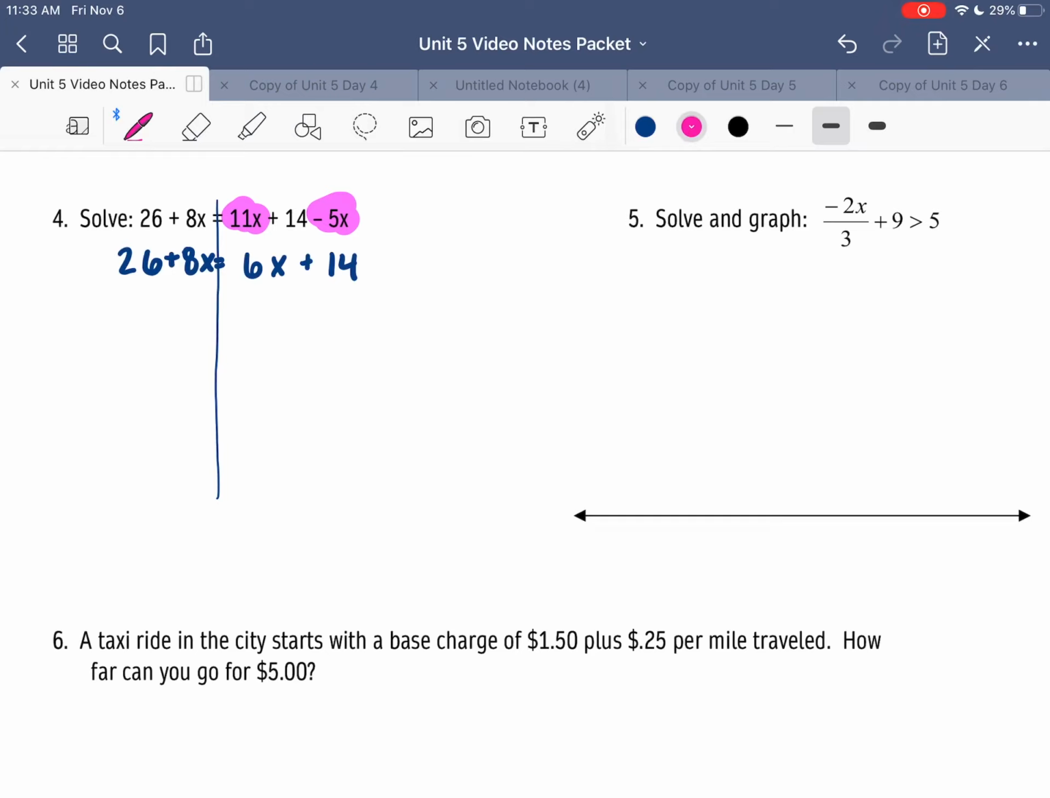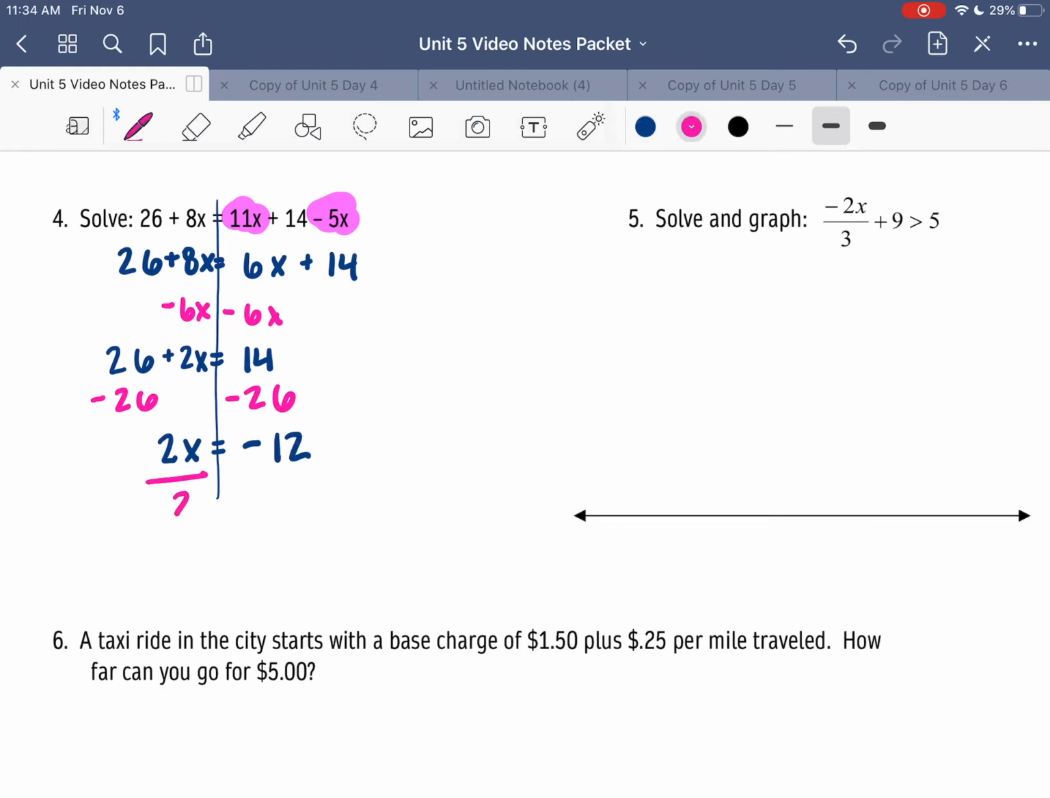I want to try to combine my x's, so I'm going to subtract 6x on both sides. We get 26. 8x minus 6x would be positive 2x, so I write it as plus 2x. And I still have this 14 over here. And now we're down to a two-step. So we want to move the addition and subtraction first. So move that 26 by subtracting. We get 2x equals 14 minus 26, which is negative 12.